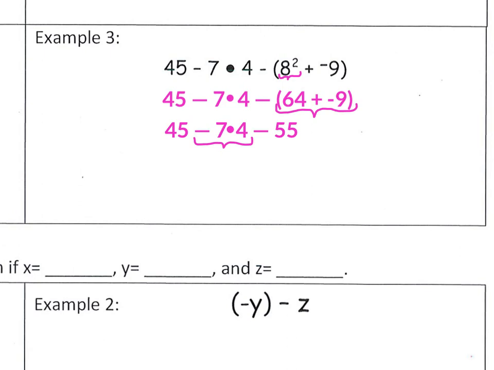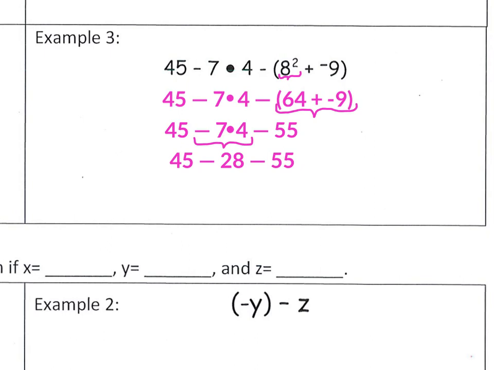You could also leave it as 7 times 4 and just do that multiplication and have the subtraction come down. Either way would give you the same answer. Negative 7 times 4 gives me a negative 28, and then I still have the negative 55, so minus 55 at the end here.